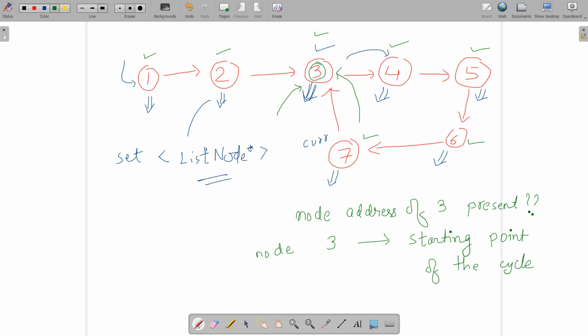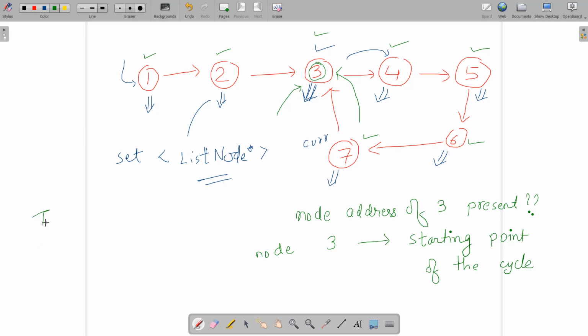Also there might be the case where you are not going to encounter any cycle present in this list. In that case you need to return -1, and if you do find one, then you are going to return the first node that has already been visited, and you are going to visit it again right now. Okay, so you can see node address 3 is present, and this will be your answer in this case.